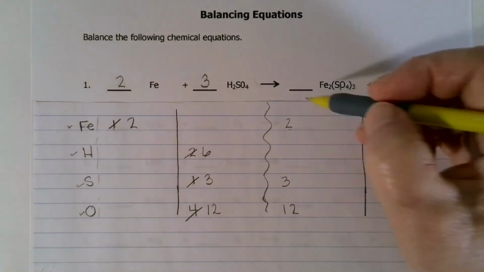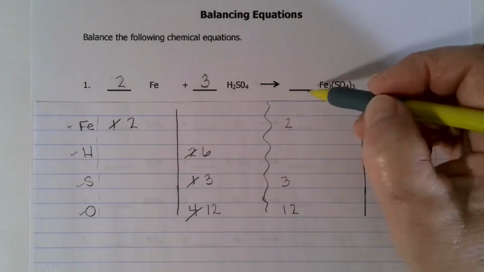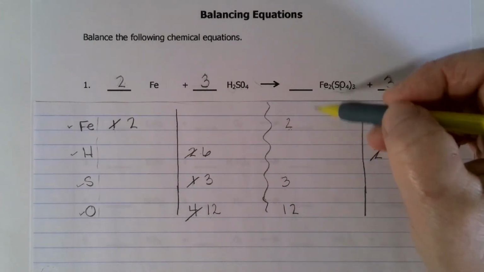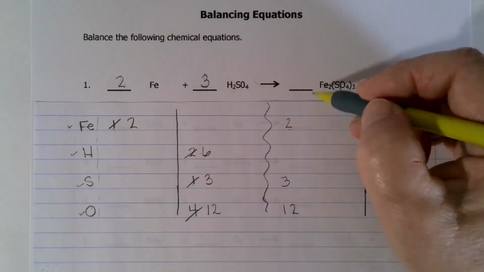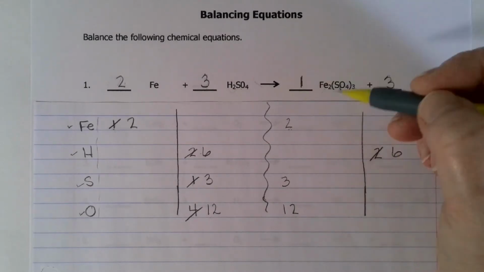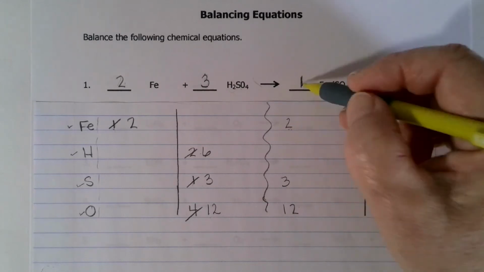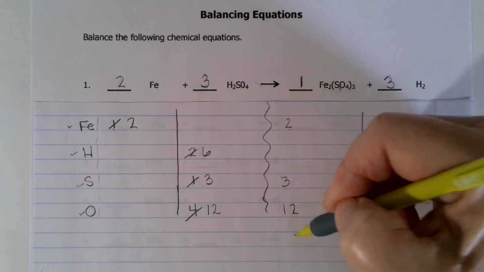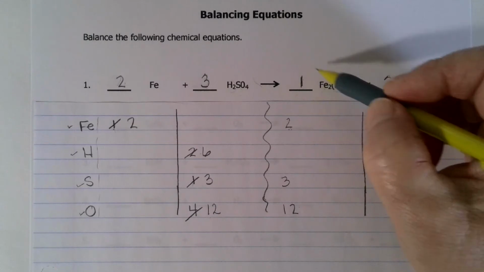I'm sure you're asking me, what about this one right here? Because I did not have to change anything, I did not have to multiply times anything, I don't write anything there. I could write a 1 right here. But 1 times 2 is 2, and 1 times 3 is 3, and 1 times 12 is 12. Just like in algebra, the 1 is understood.